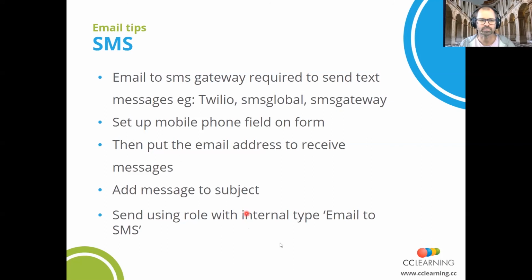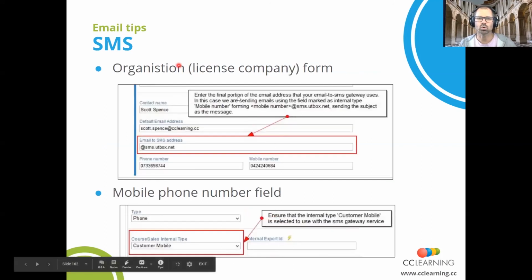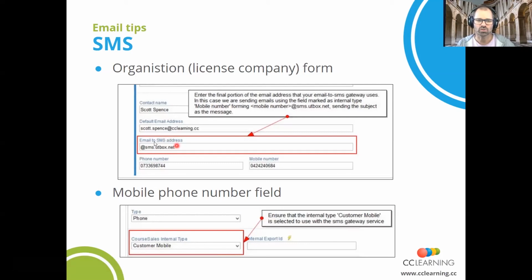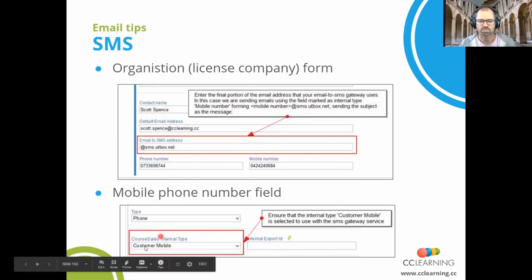Make that work. Okay, so here in the organization, the license company form, you've got this option to enter an SMS address box. In this case, we're using UTbox, so it's just at sms.utbox.net. That's your email address that you would use without the first bit. The first bit is the telephone number. We have to know the telephone number by specifying the internal type for the telephone number field. Specify the internal type, and then we can send an SMS message to that individual.